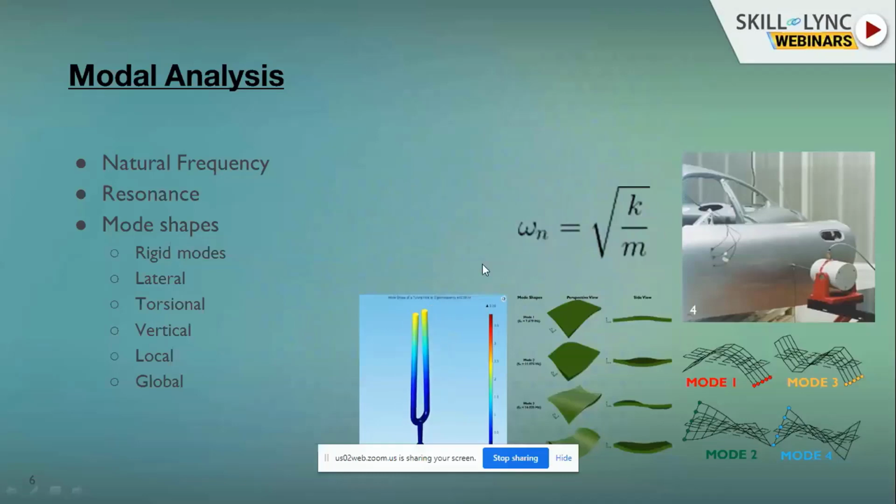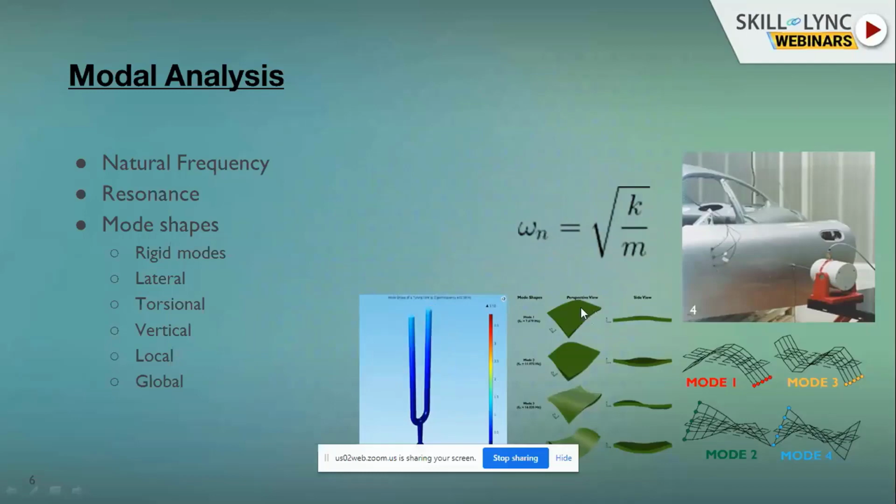The formula for natural frequency mathematically would be given by omega n equals root k by m, where k would be the stiffness of the body and m would be the mass of the body, and omega n denotes the natural frequency, the undamped natural frequency of the body.